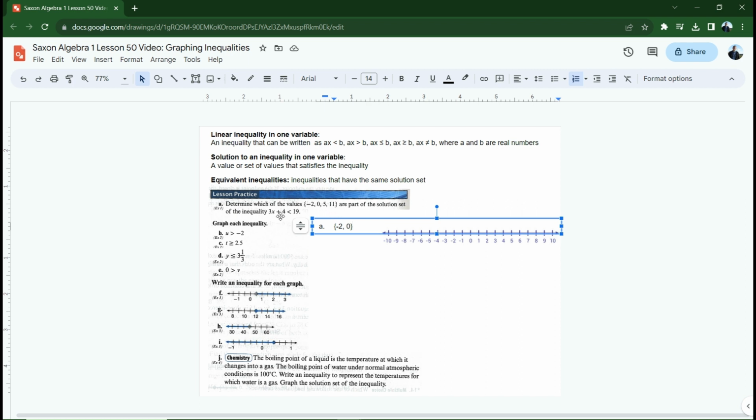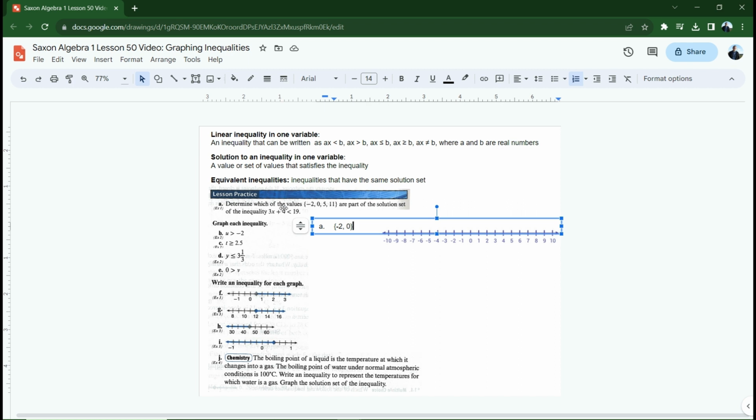And 11 is not going to work either. 3 times 11 is 33, plus 4 is 37. 37 is not less than 19. -2 and 0 are the only two values from this set that are part of the solution set of the inequality. Now, how many more solutions are there to this inequality? There's an infinite number. I could do -20, -30, -1,000,000. There's an infinite number of solutions to this inequality.